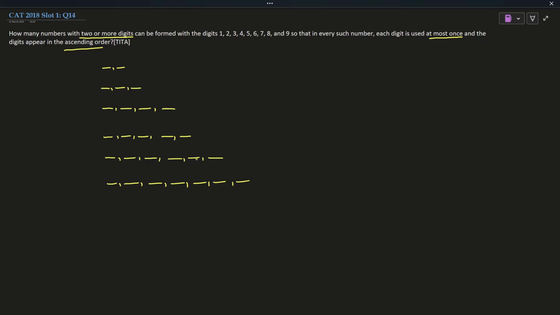But the condition is that the digits must appear in ascending order. Ascending means small to big, increasing order. That means if this number is x, this is y, then x is less than y. Let's say I have x, y, z here, that means x is less than y, y is less than z. This is ascending order, okay, increasing.